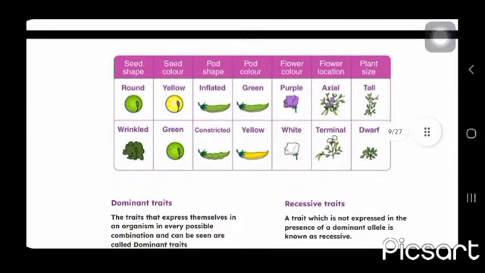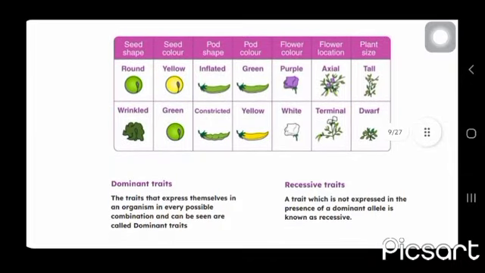Now, dominant traits. The traits that express themselves in an organism in every possible combination and can be seen are called dominant traits. Whereas recessive traits are traits which are not expressed in the presence of a dominant allele, known as recessive traits.